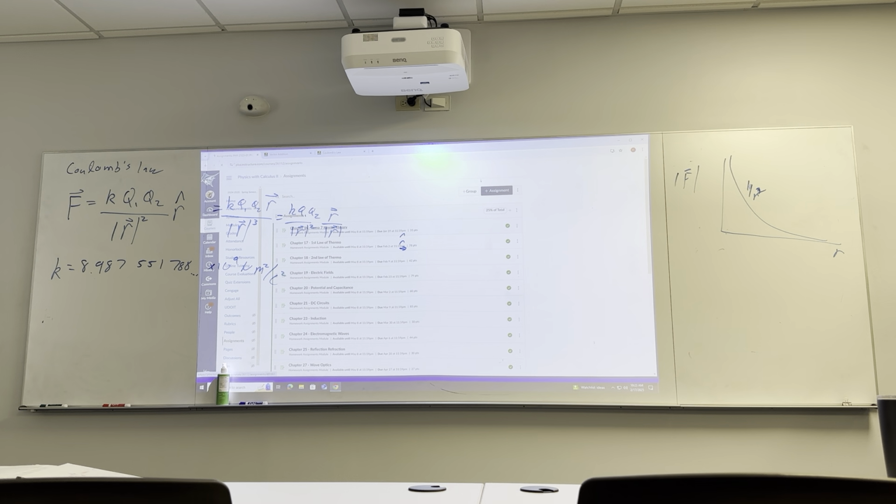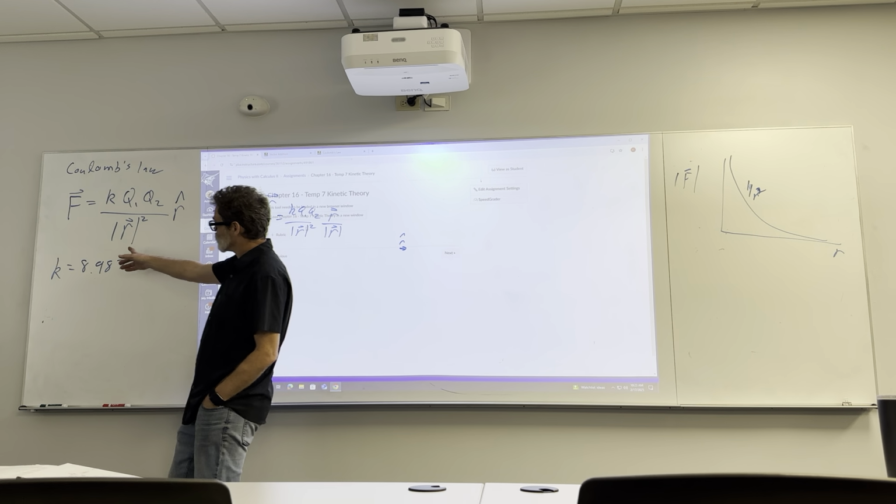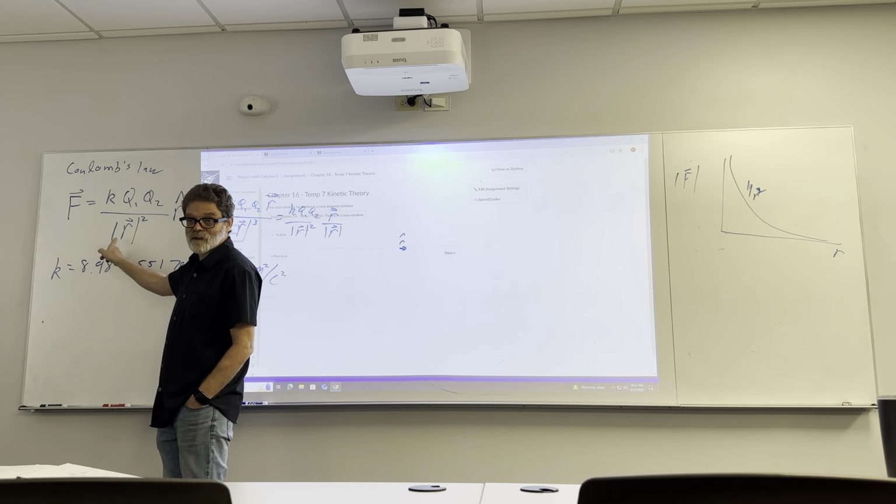Dr. Johnny, does the R in the module mean that we have to take the module of a coordinate? Let's say we have an X and Y coordinate. We have to do the square root of X squared plus Y squared. Yeah, this is the magnitude of r. So it's the distance squared. That's what magnitude means.